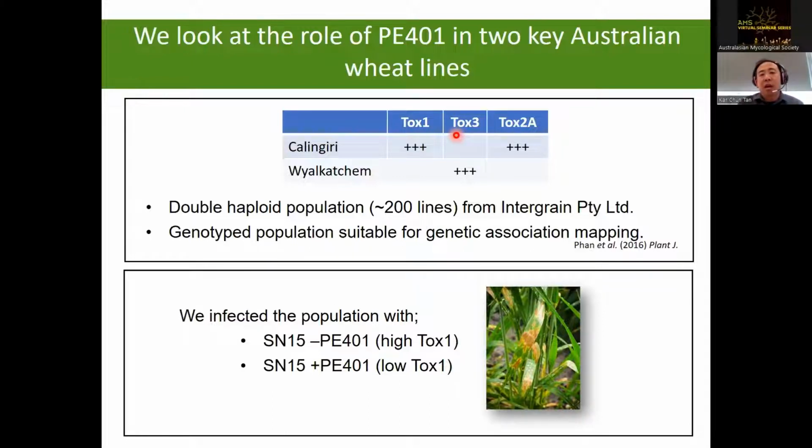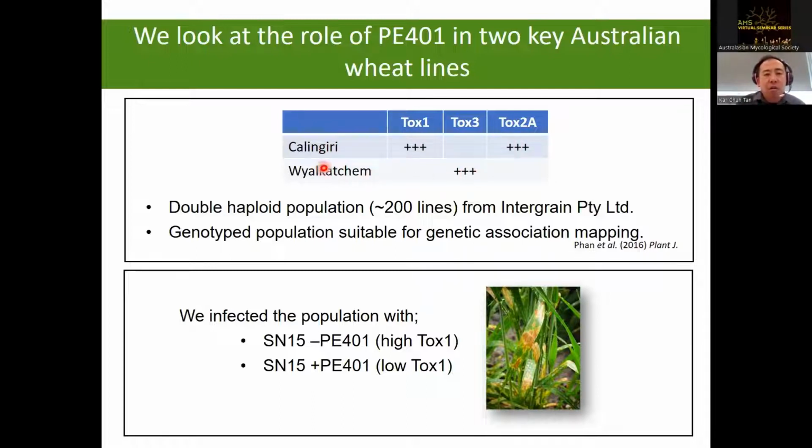What we have with us at the moment is a double haploid wheat genetic population, which consisted of around 200 wheat lines that were generated from crosses made between two parental varieties, Calingiri and Wilgoyne. These two varieties have been used in commercial breeding in the past, and they represent some of the original parental breeding stocks, right? Calingiri itself possesses TOX1 and TOX2A sensitivity, whereas Wilgoyne possesses only TOX3 sensitivity.